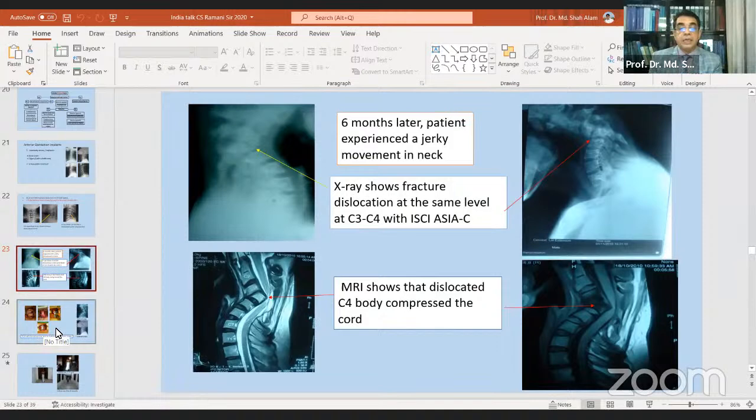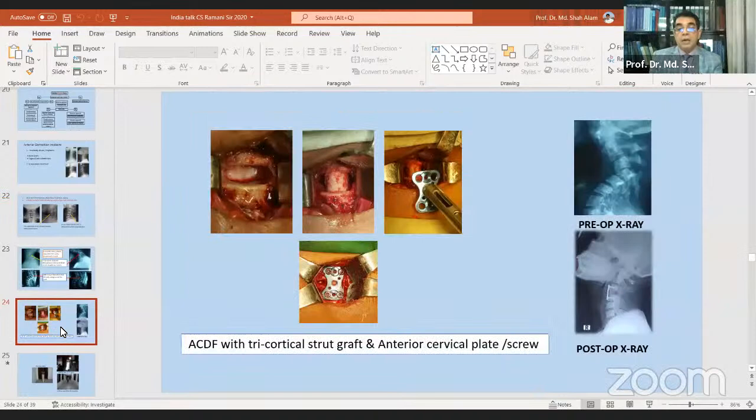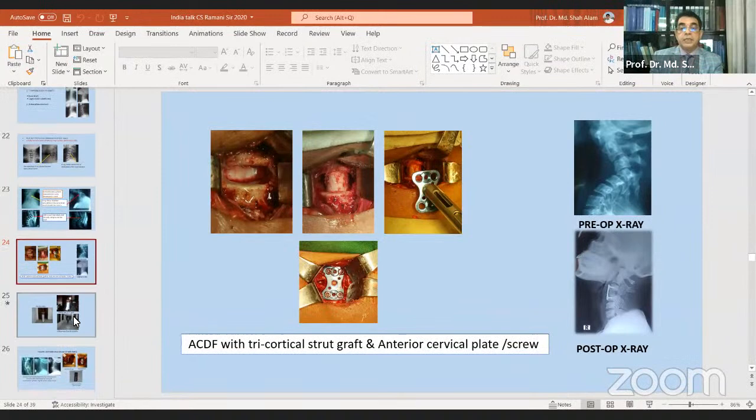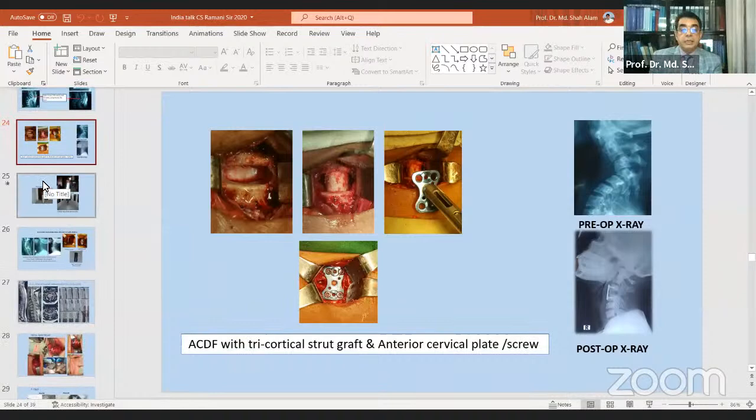So the posterior structure is totally lost, but the patient has a neurological deficit. This way you can treat with global stabilization. But in our perspective, what we do, I did this patient an anterior surgery, that is anterior decompression by discectomy and stabilized by strut graft and further enhanced by anterior cervical plate and screw. And you can compare the preoperative and postoperative X-rays.